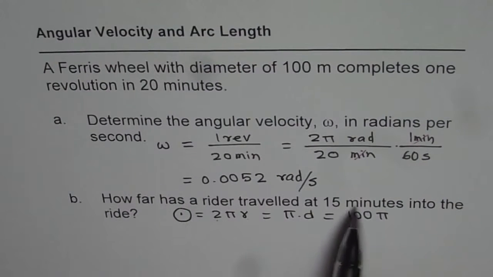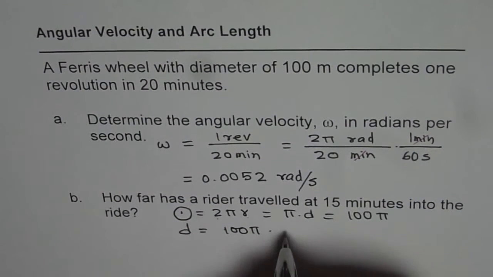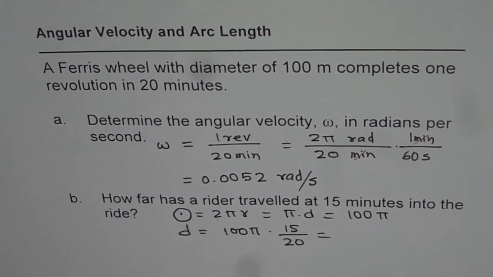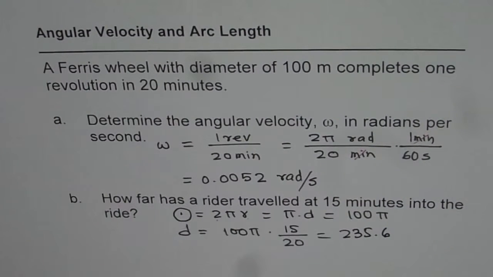Now the distance covered in 15 minutes will be how much? In 20 minutes it is 100 pi, right? So the distance covered in 15 minutes will be 100 pi times 15 divided by 20, right? That fraction is your distance traveled in 15 minutes. Let's calculate this. We'll divide 15 by 20 and then multiply by 100 times pi, which equals approximately 235.6, and the units are meters. Correct? The units are meters, which is the unit of diameter. So that is how we can find the distance traveled in 15 minutes.